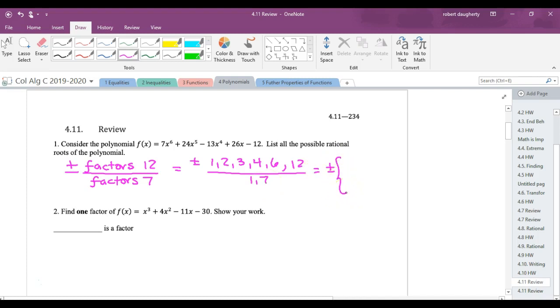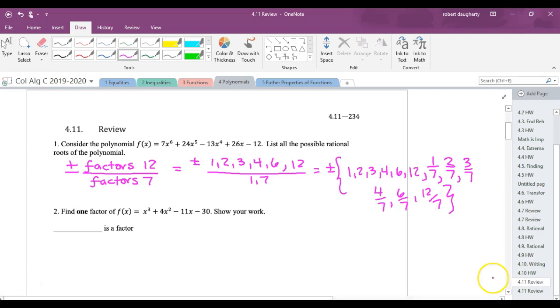Take everything in the numerator and divide it by 1: 1, 2, 3, 4, 6, 12. Take everything in the numerator and divide it by 7. So 1/7, 2/7, 3/7, 4/7, 6/7, and 12/7. Those are all the possible rational roots for that polynomial.